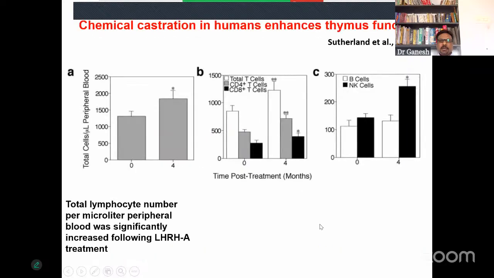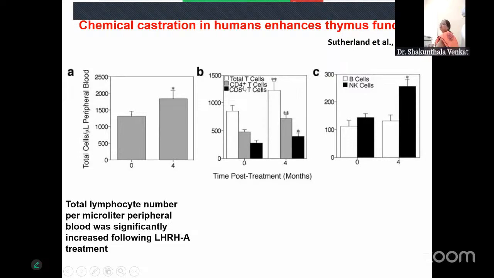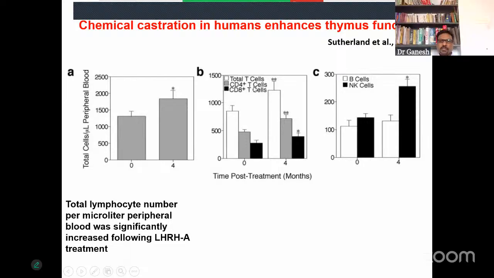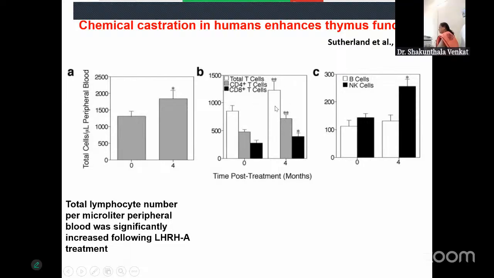So chemical castration in humans is known to enhance thymus function, because following the chemical castration, the androgen is cut off. As a result, there is a significant increase in the total immune cells in the peripheral blood, and also a significant increase in the total T cells, CD4 plus T cells, and also CD8 plus T cells. So these are all significant.